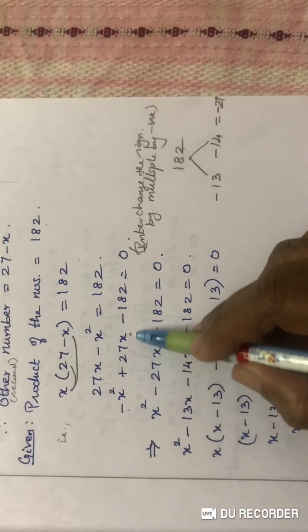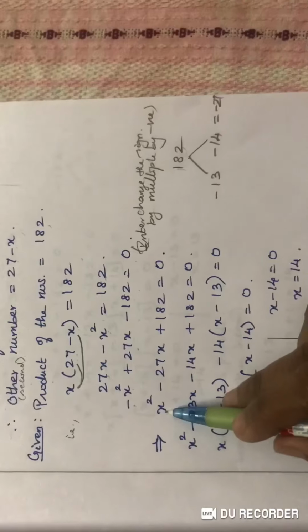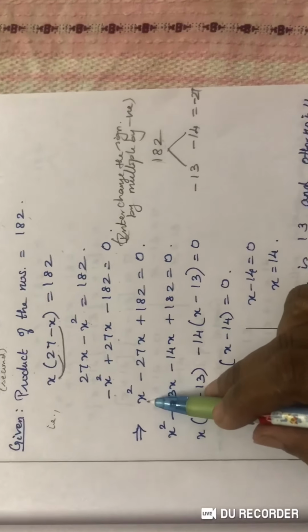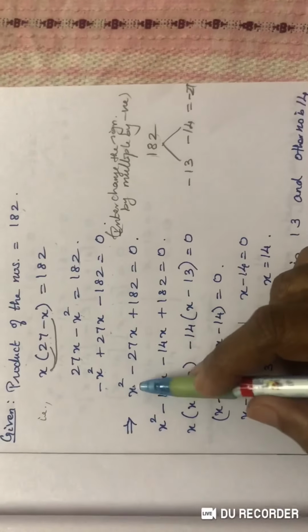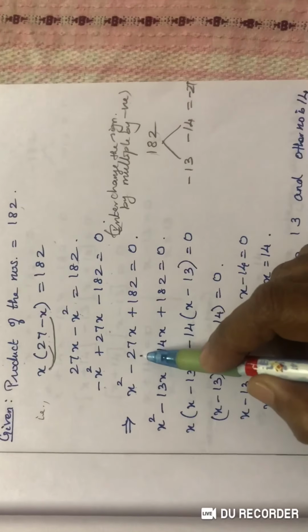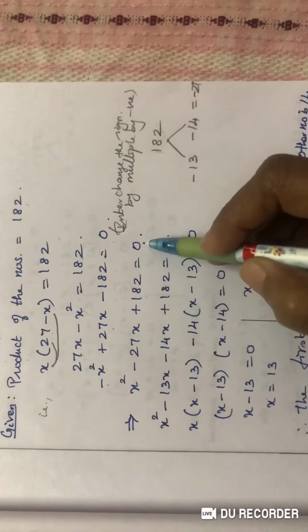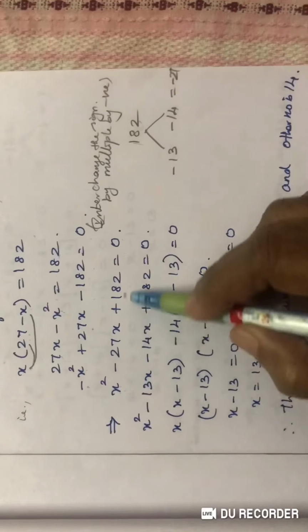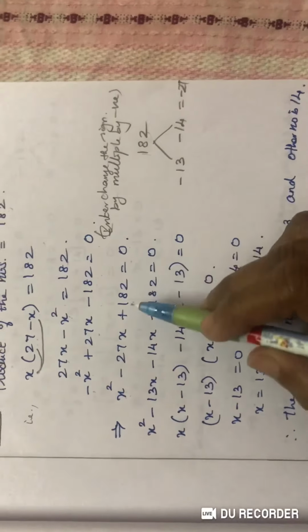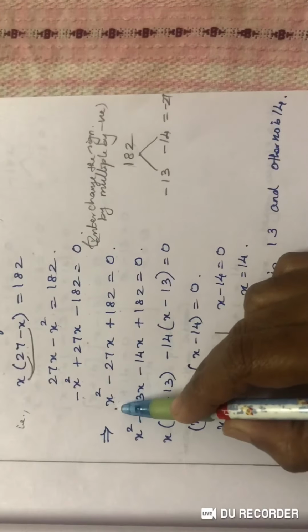So interchange the sign of this equation and make the coefficient of x square positive. Interchanging the sign, I will get x square minus 27x plus 182 equal to 0. Now this is a quadratic equation. Factorize as usual. Here the coefficient of x square is 1.